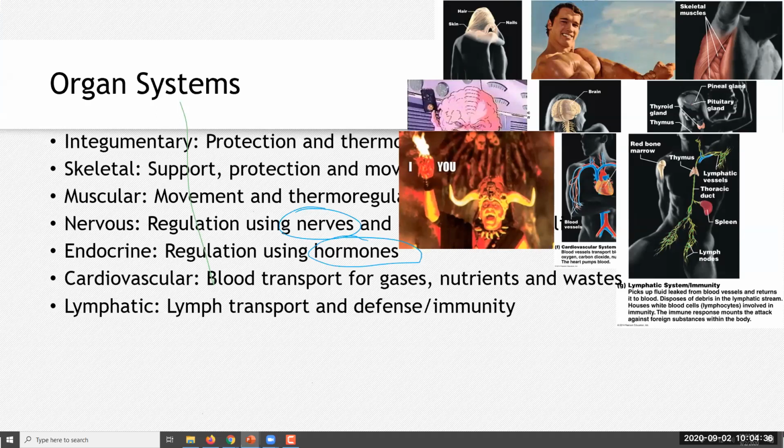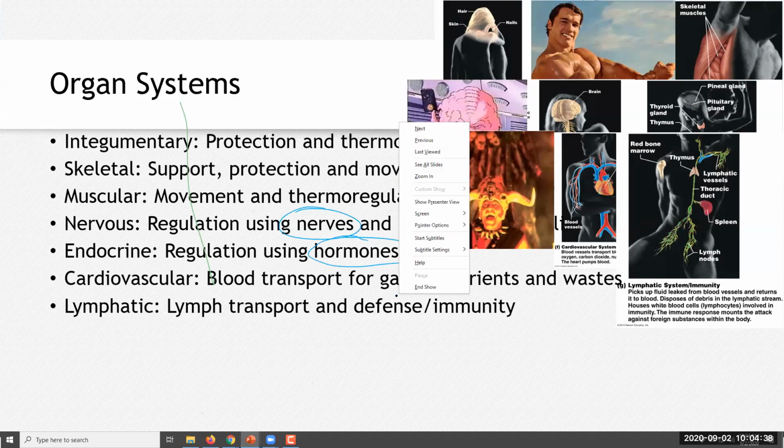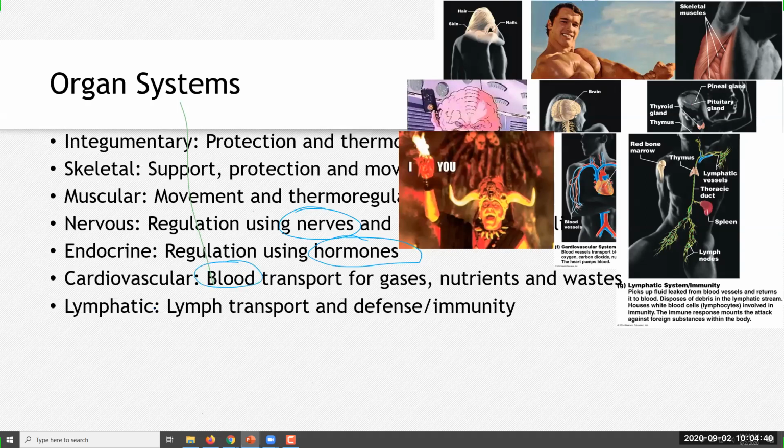So here, since they both are transporting some sort of liquid, this transports blood, this transports lymph. Sometimes you'll see this combined together. If you do see it combined together, they call it the circulatory system. It's called the circulatory system because it circulates fluids, whether it's blood or lymph.